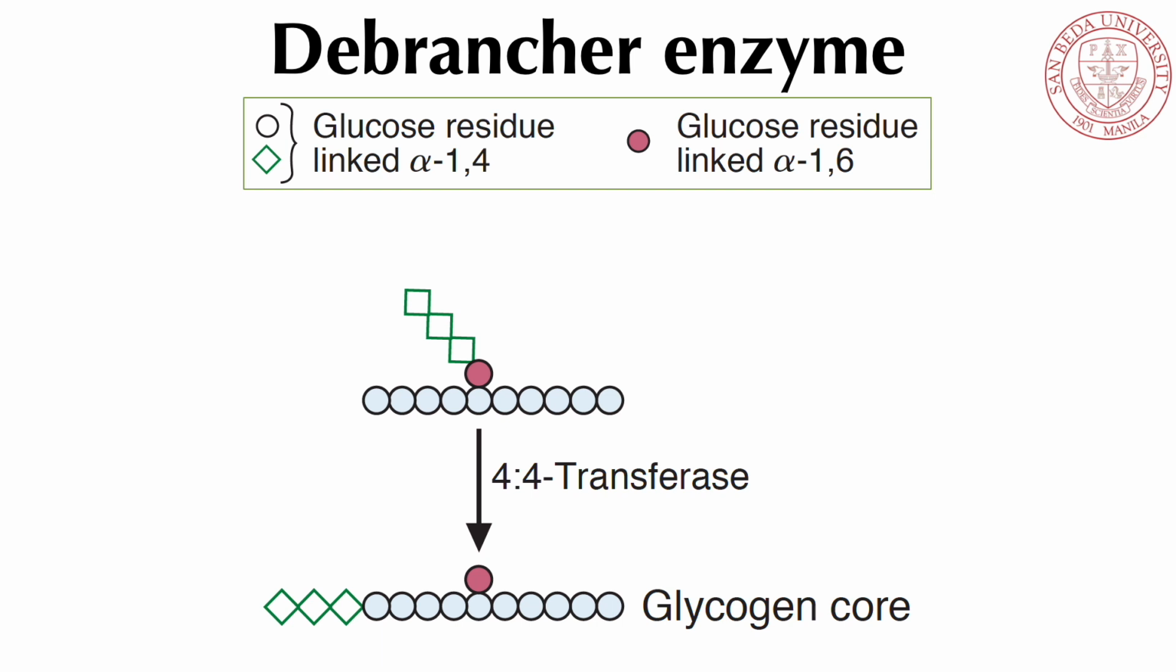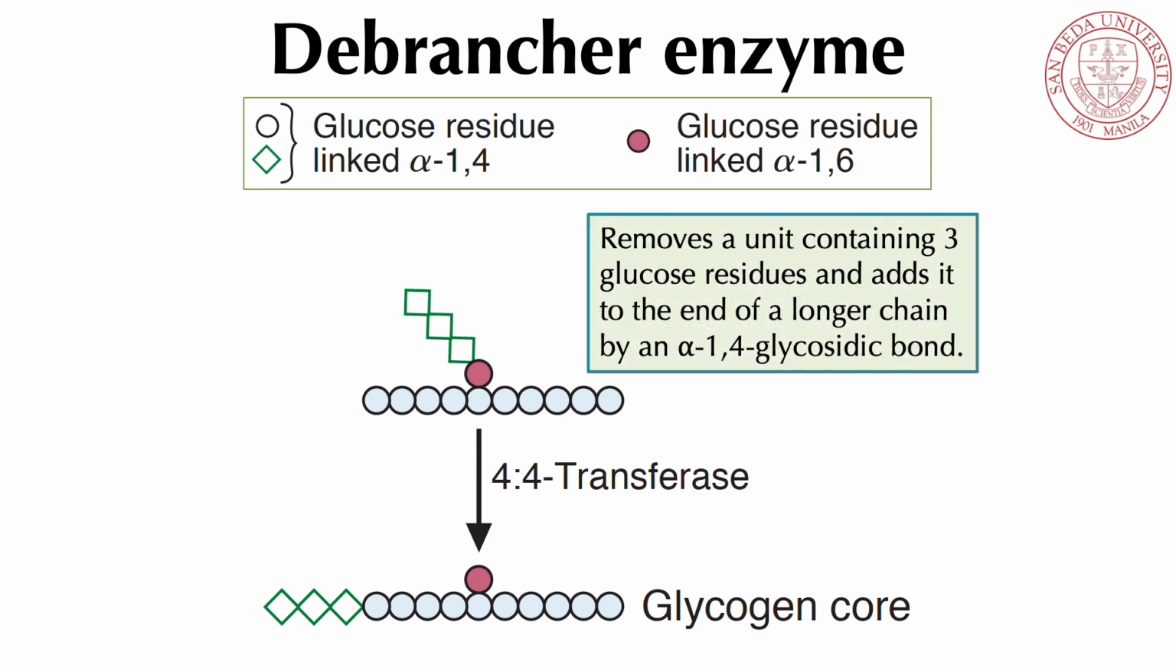The transferase activity of the debrancher enzyme removes a unit containing 3 glucosyl residues and adds it to the end of a longer chain by an alpha-1,4 glycosidic bond, hence the name 4,4-transferase. Now, all that remains of the branch is a single glucosyl residue attached to the branching point via an alpha-1,6 glycosidic bond.